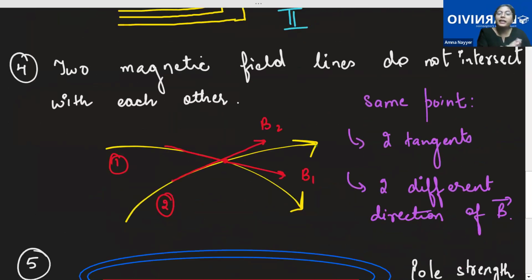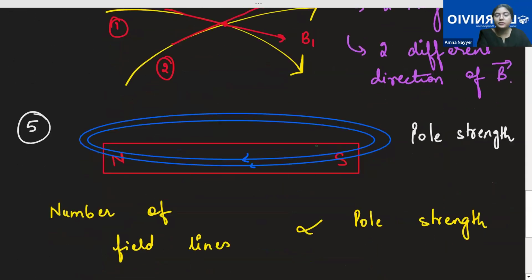Next, two magnetic field lines cannot cross each other. This was there in electrostatics also. If I take two tangents at a crossing, one point will have two tangents, meaning one point is giving two different directions. That's not possible. That's why we say magnetic field lines do not cross each other, like electrostatic field lines. These properties are similar. The closed loop property was completely different.